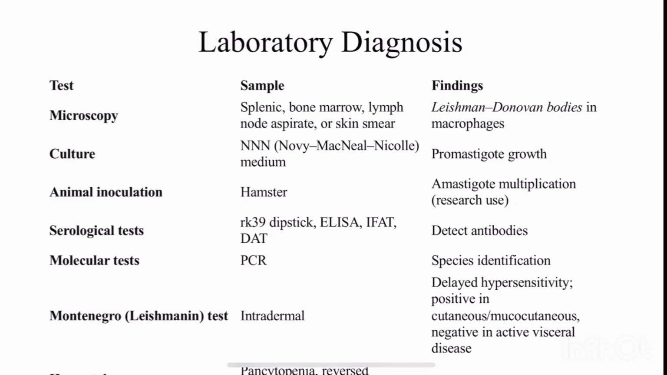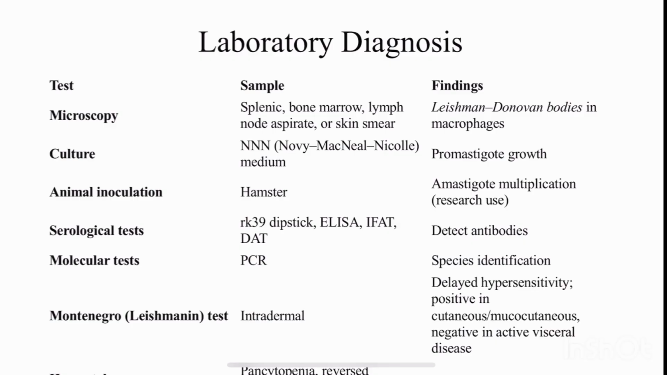Okay. Animal inoculation is done in the golden hamster specifically, where we can see amastigote form multiplication, but it will take months to develop. So that's why this is not much done for diagnostic basis, but it is done for research use only. Okay. Serological test, we can check for antigen.